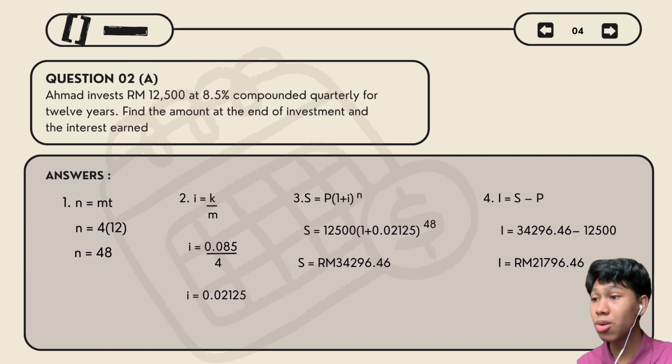In this case 0.085 over 4, and the i is 0.02125. The next step is S equals P open bracket 1 plus i close bracket to the power of n, which is 12,500 open bracket 1 plus 0.02125 close bracket to the power of 48, and the answer is 34,296.46. The last step is I equals S minus P, which is 34,296.46 minus 12,500, and the final answer is 21,796.46 ringgit.